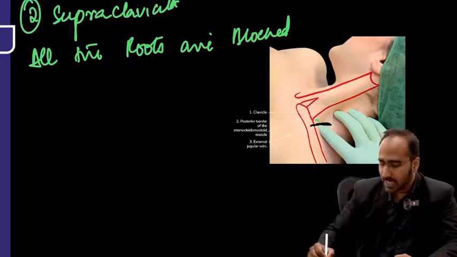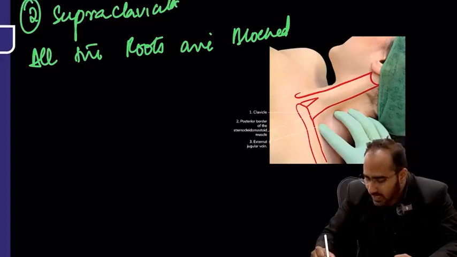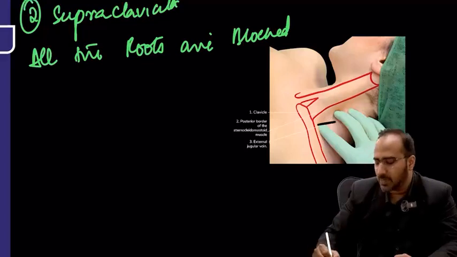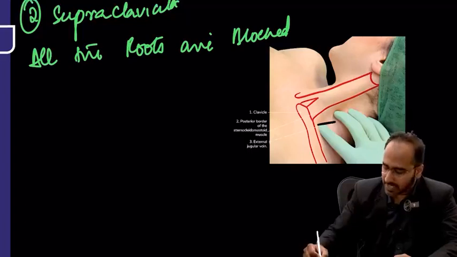What complication can be encountered, guys? The complication that could be encountered is, just look over here. As we are introducing the needle just above the clavicle to find the brachial plexus, sometimes the needle might touch the pleura and hit the pleura, leading to a complication.